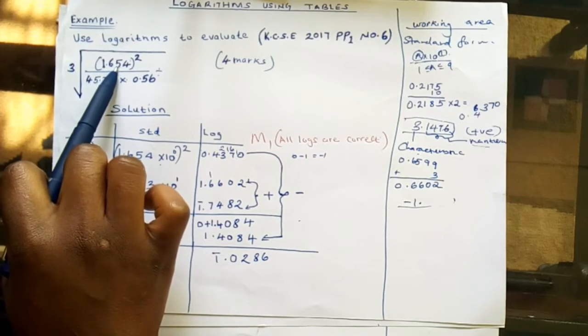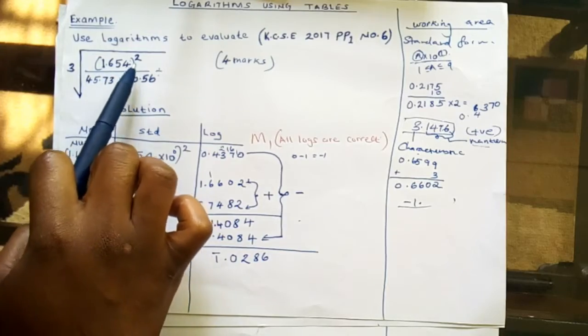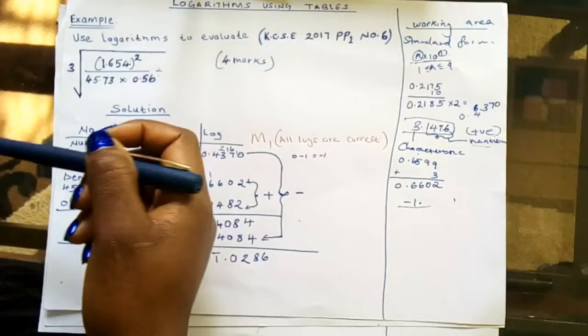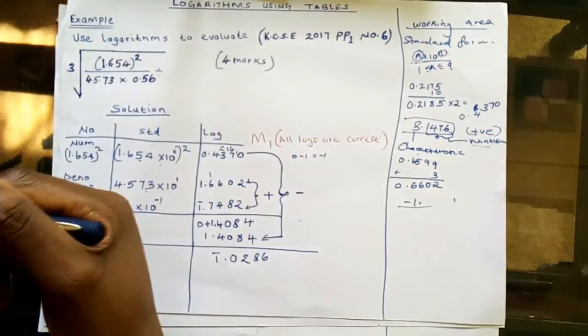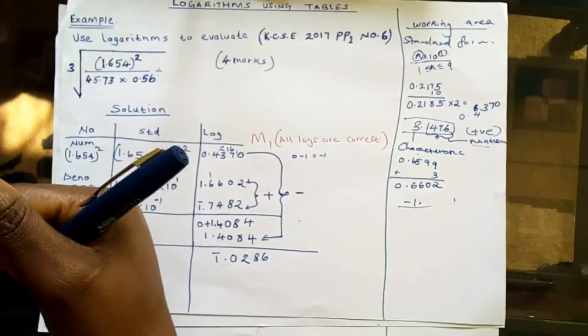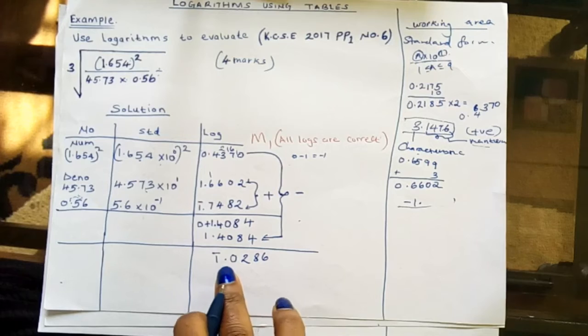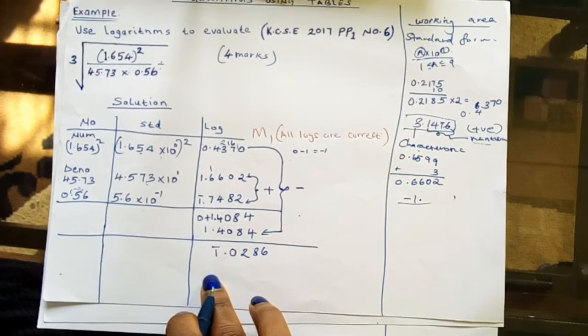The log of 1.654 squared means you find the log of 1.654 and multiply by 2. So power means multiplication, but roots, whether it is a square root, cube root, or fourth root, mean you divide. So what we are going to do with our log here is divide by 3.